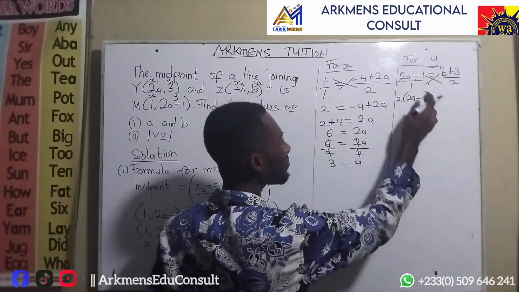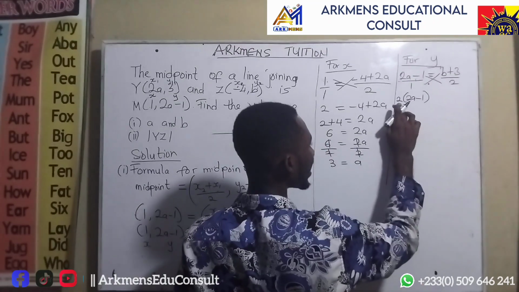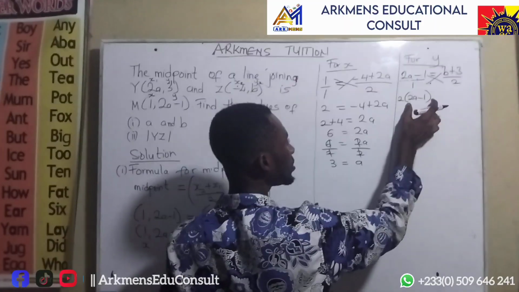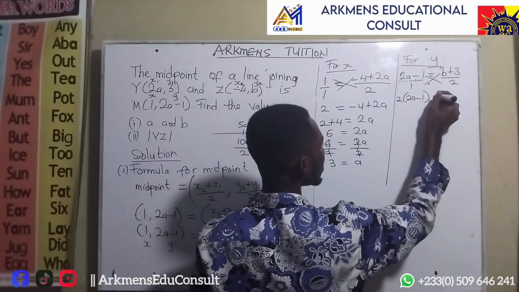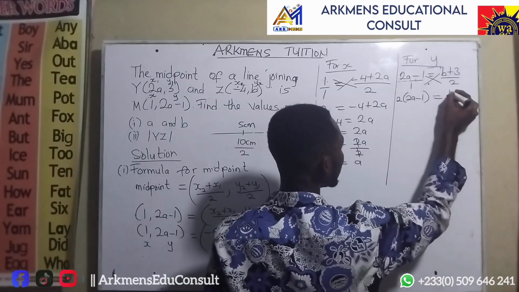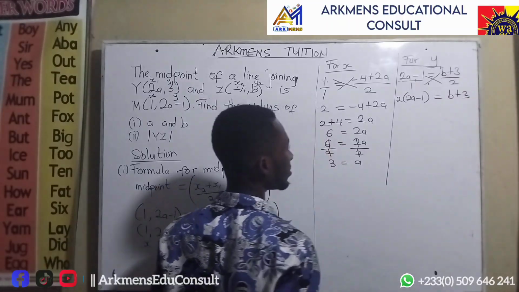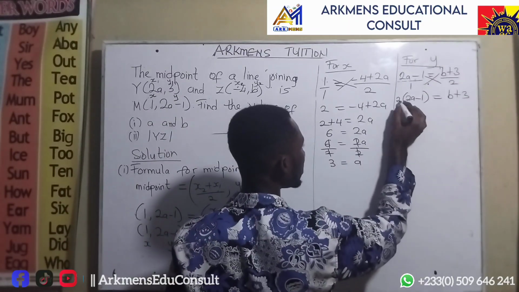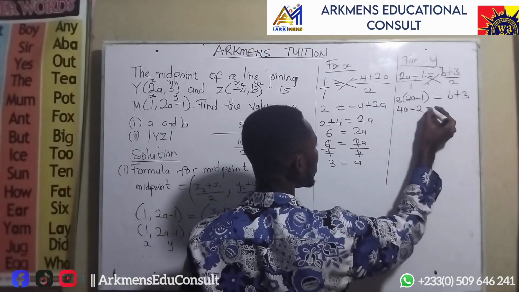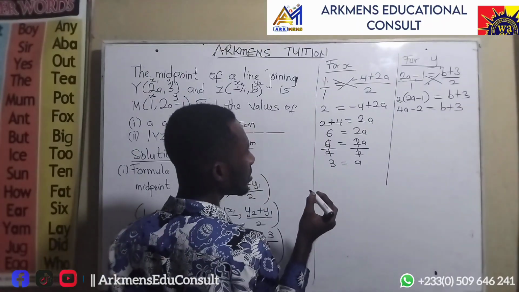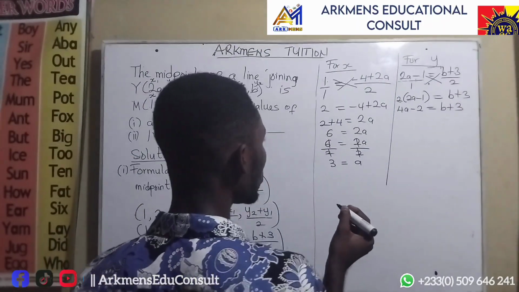So whenever it is 2 different algebra terms or numbers, put it in brackets and use that number to attach it. It's equal to 2 times this one, 2a minus 1, equals b plus 3, which will give us the same thing. So I write my b plus 3. So I'll expand. 2 times 2a will give us 4a. 2 times negative 1 is negative 2, equal to b plus 3. Right? Is that okay? Good.